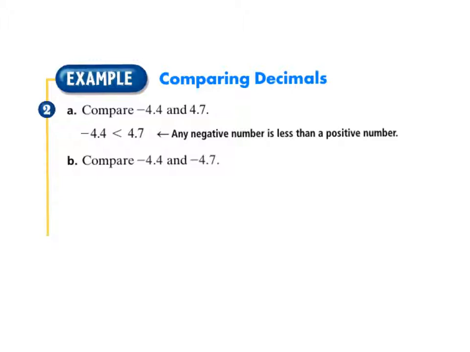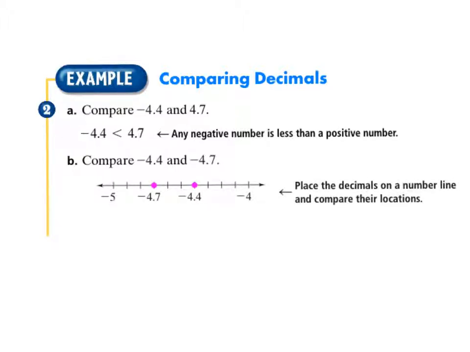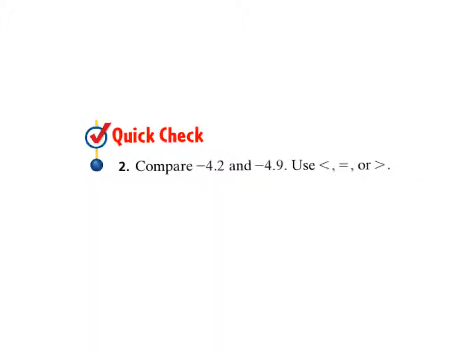So now let's compare it if they're both negative. So -4.4 and -4.7. So if we plot those on a number line, -4.4 is closer to 0 than -4.7. So -4.4 is greater than -4.7, since -4.4 is to the right of -4.7 on the number line. Pause the video and do this quick check in your notebook. Be sure to write the original digits and use greater than, less than, or equal to in your answer.